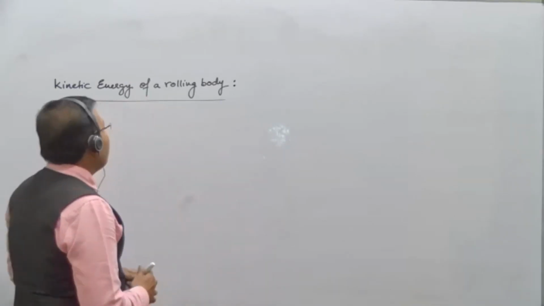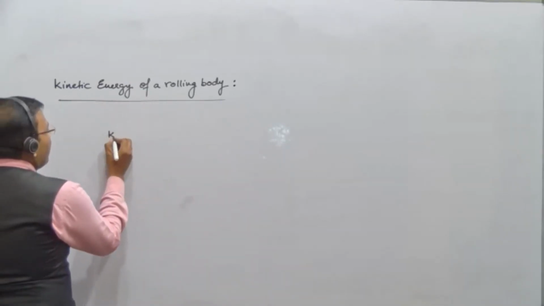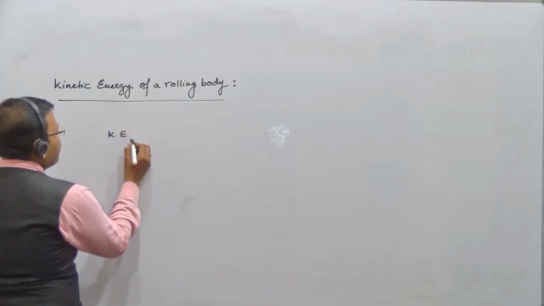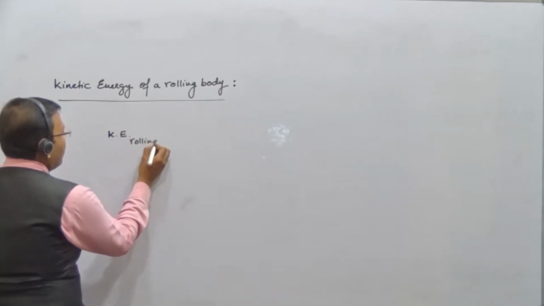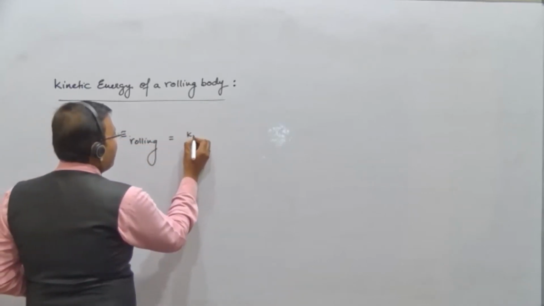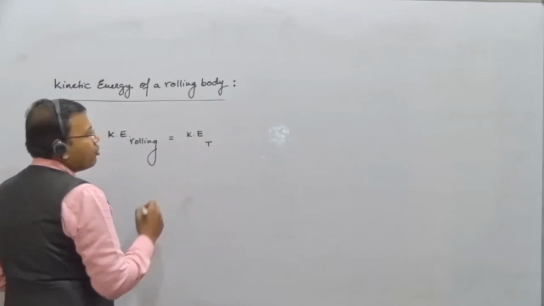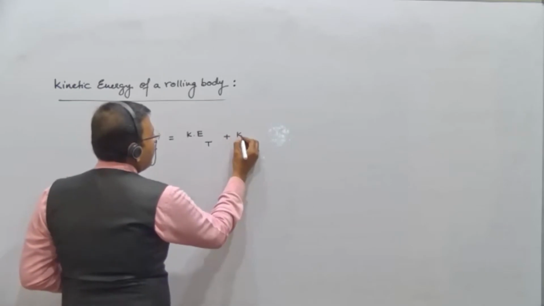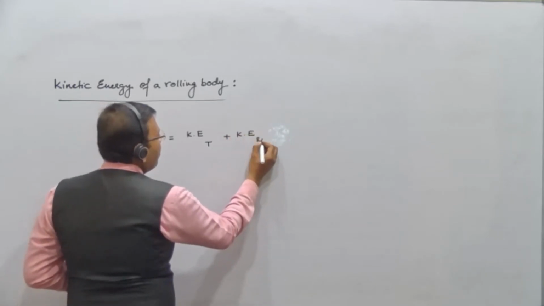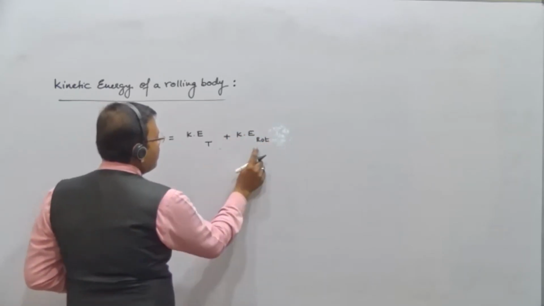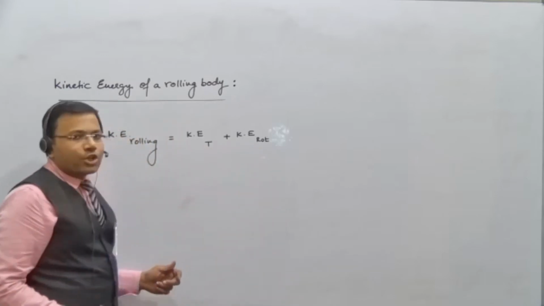See here, I'll write here, kinetic energy, this is for a rolling body, that is equals to kinetic energy because of translatory motion plus kinetic energy because of rotational motion. This is for translatory motion, this is for rotational motion.